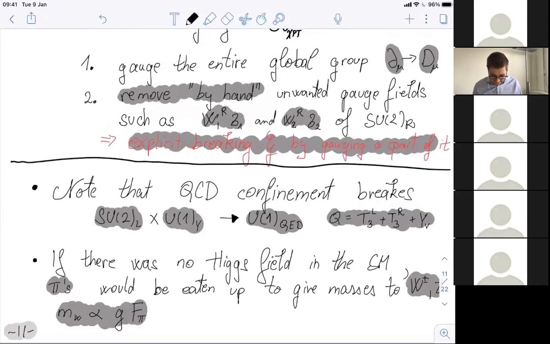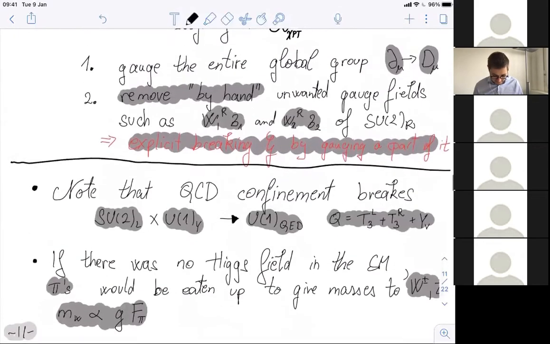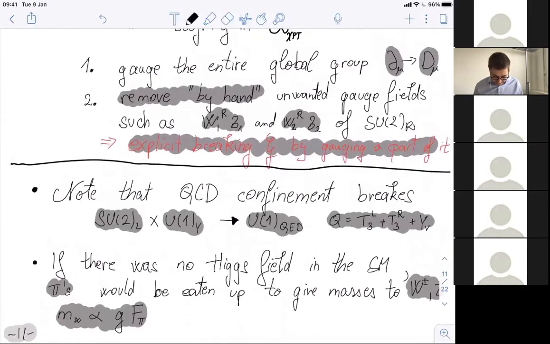And we would have the correct electroweak symmetry breaking. Admir, sorry, may I ask you something? Yes, please. So about this point, that QCD confinement breaks. Can you maybe give an example of which term you have in mind?